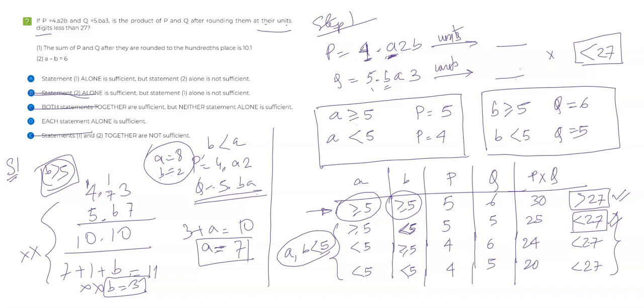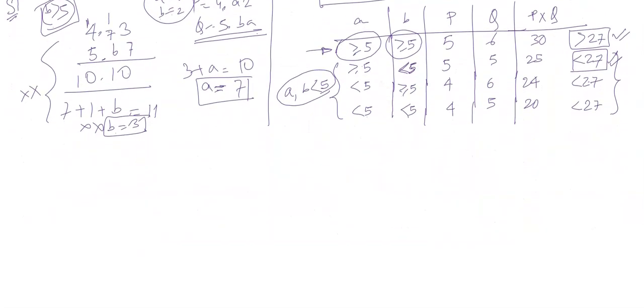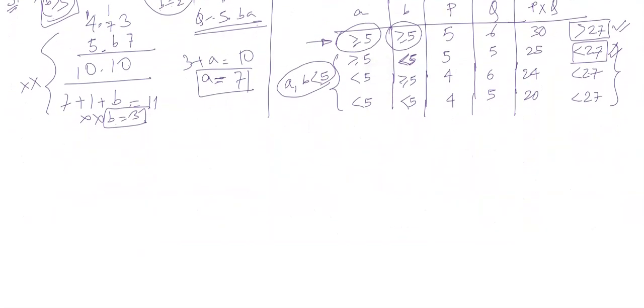The second statement is A minus B is equal to 6. Let me scroll down a bit. I'll keep the inferences in front of you. The statement is A minus B is equal to 6, or you can write A is equal to B plus 6. Now let's think of the possible values of A and B if you want to think in this way.